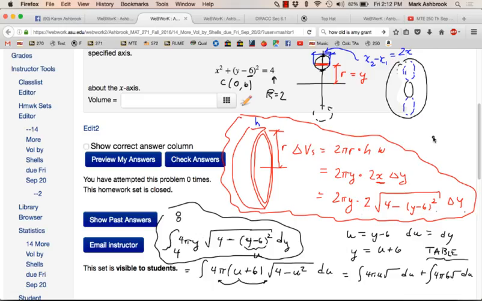Yep. Professor? Yeah. Is it because the pi allows you to be able to integrate it by y? Is the pi kind of like a conversion factor? The pi? The 2 pi. No, it goes back to that we've built the volume of one element, right?